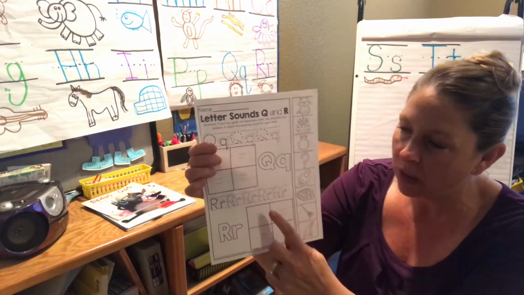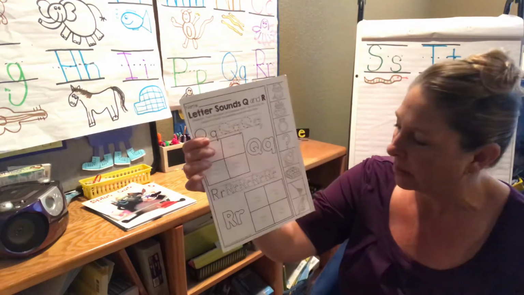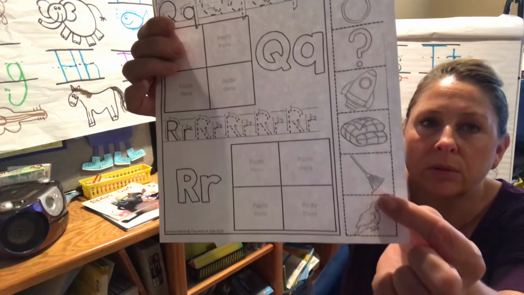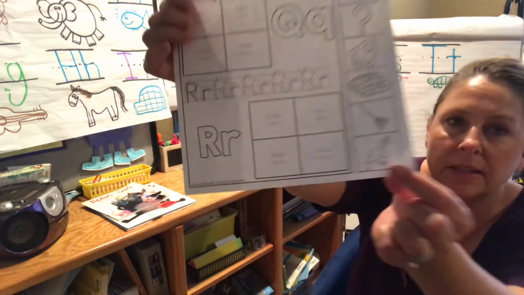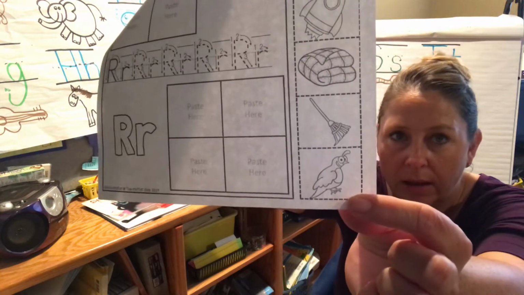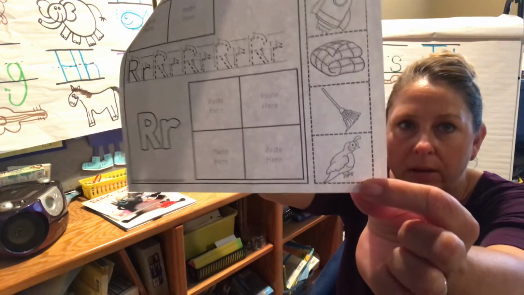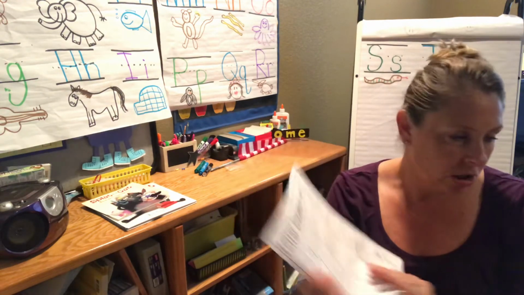So quilt starts with a qua sound. So is that a Q or an R? We're going to put qua, qua, quilt in the Q section. This is a rake, rake. And this last one is that bird that we talked about when we did the letter Q. It's a qua, qua, quail. So those are the pictures, letters, and sounds for Q and R.